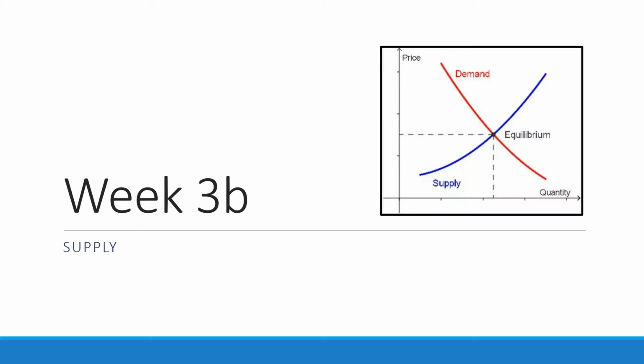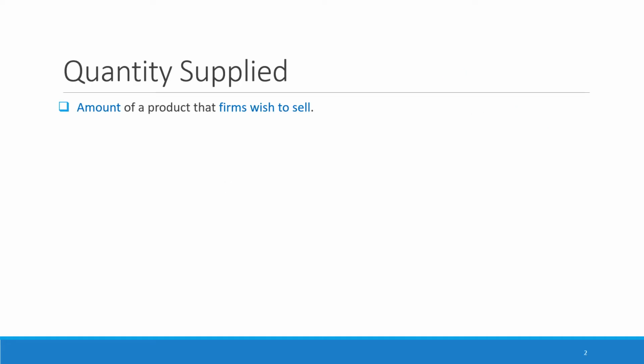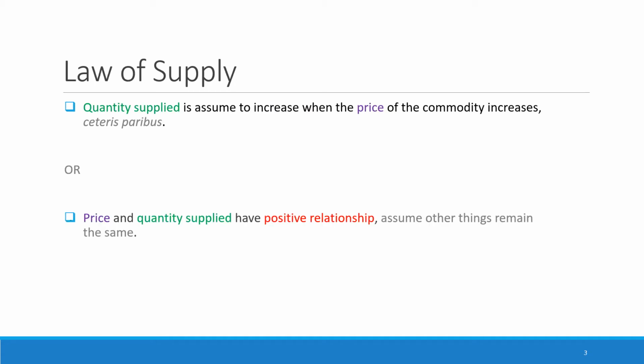This session is the second part of Chapter 3, which covers market supply. Quantity supplied means the amount of a product that firms wish to sell. The law of supply assumes that quantity supplied of a product will increase when the price of the product increases, given that other things are constant. In other words, price and quantity supplied of a product have a positive relationship, ceteris paribus.